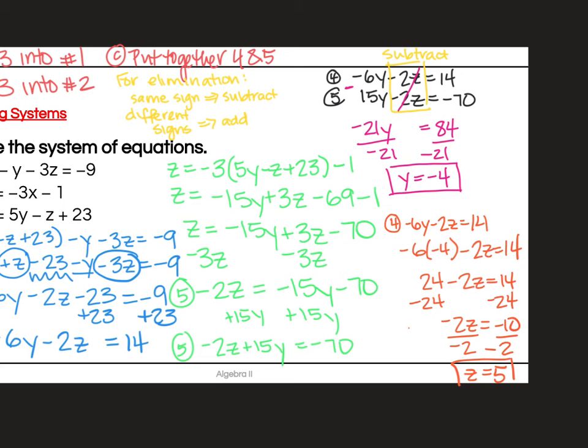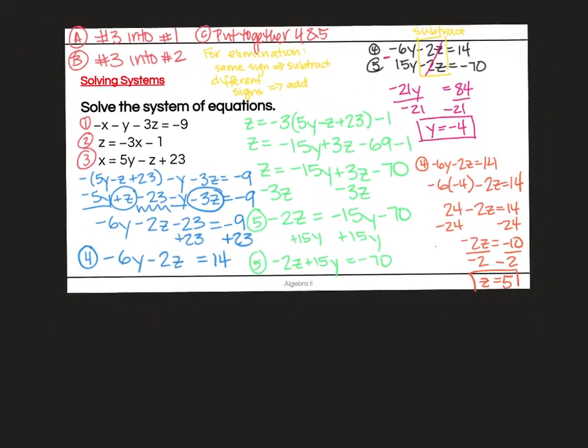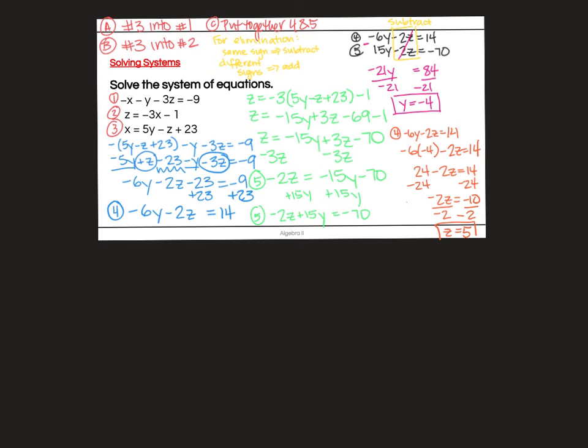Now I have a value for z. Okay, so once I have 2 values, then I'm going to plug back in to one of my original 3. So now I'm going to plug into, let's plug back into number 2. Because I have y, I have z, oh, I have y and z. I need x. So let's plug into number 3 to get x.